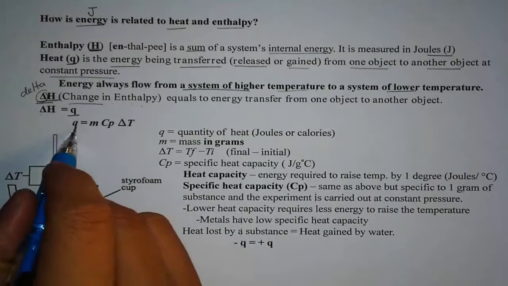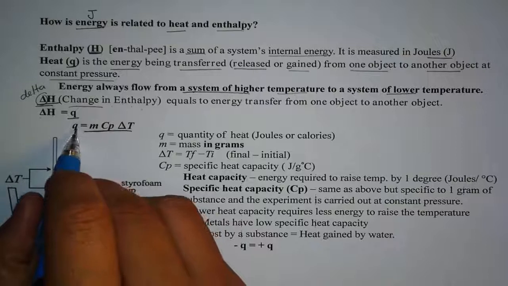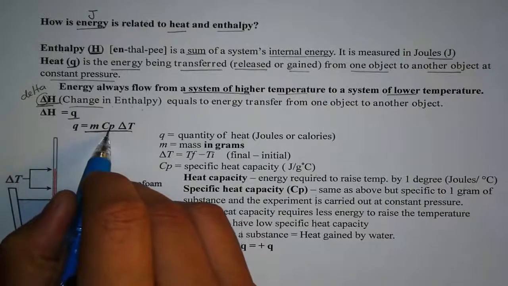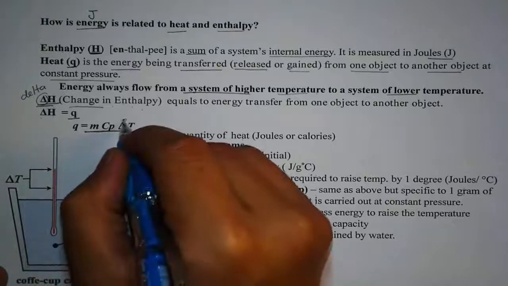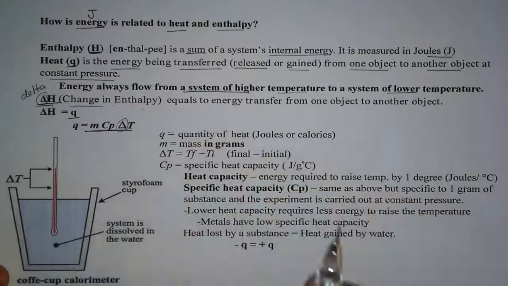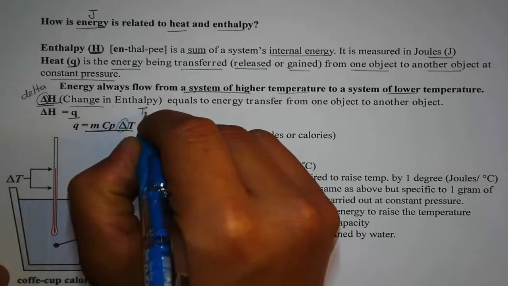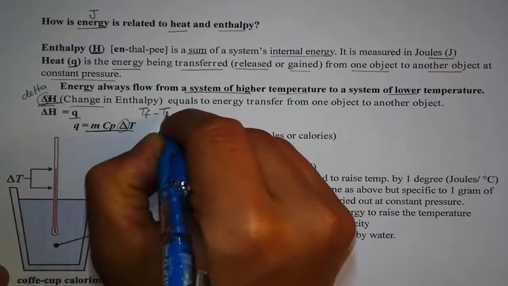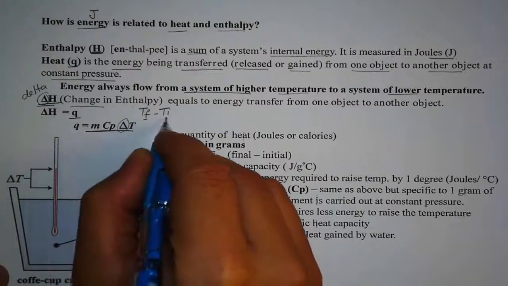Now Q, which is heat, is equal to this equation. Q is equal to mass times specific heat times delta T. And again, delta T is the change, right? When we look at change, what are we really looking at? The change is always relative, in terms of final minus initial. In this case, we have delta T, that's T final minus T initial. So every time you see delta T, always think of final minus initial.